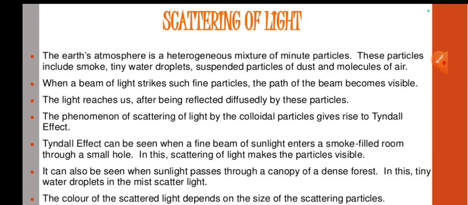The Tyndall effect can be seen when a fine beam of sunlight enters a smoke-filled room through a small hole. In this, scattering of light makes the particles visible.